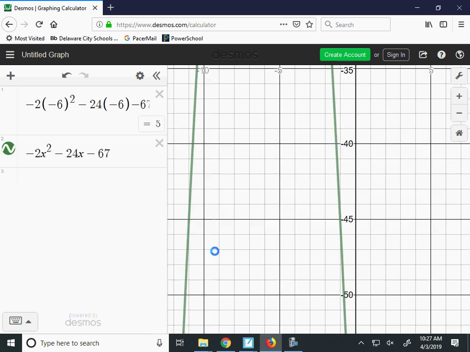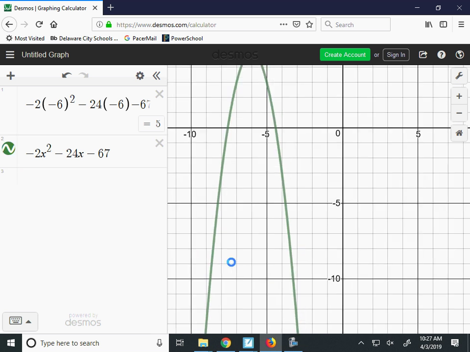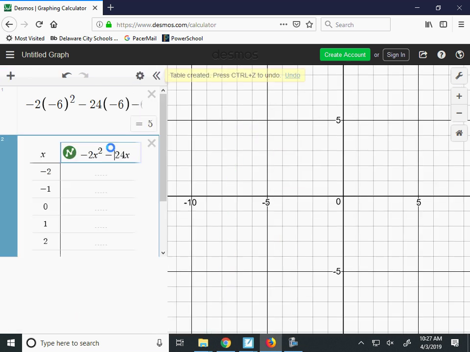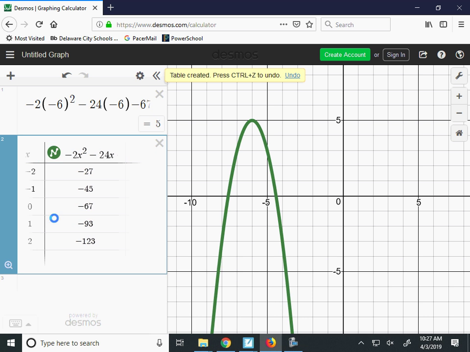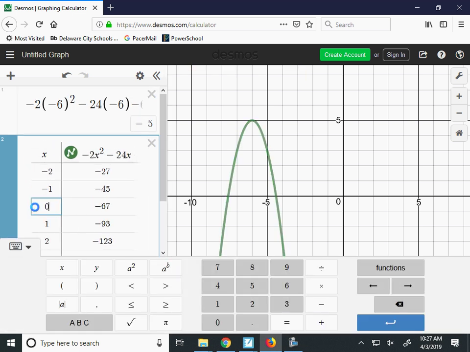Now, if you didn't want to do all that scrolling, or you didn't think to do all the scrolling, the third way you could find the y-intercept would be to make a table of the function. The y-intercept always happens where x equals 0. So I can see here that the y value that goes with 0 is negative 67.